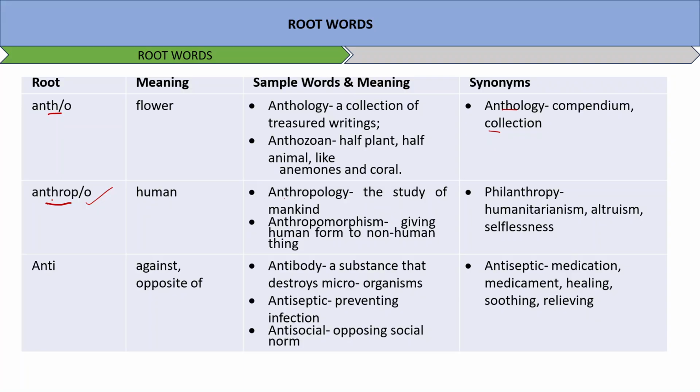Okay, anthropology is the study of mankind. Anthropomorphism means giving human form to a non-human thing. Philanthropy, humanitarianism, altruism, selflessness. Anti means against. This anti means against, opposite of, right? And this means antibody, a substance that destroys microorganisms. Antiseptic, preventing infection. Antisocial, opposing social norms. Antiseptic, medication, medicament, healing, soothing, relieving, etc.